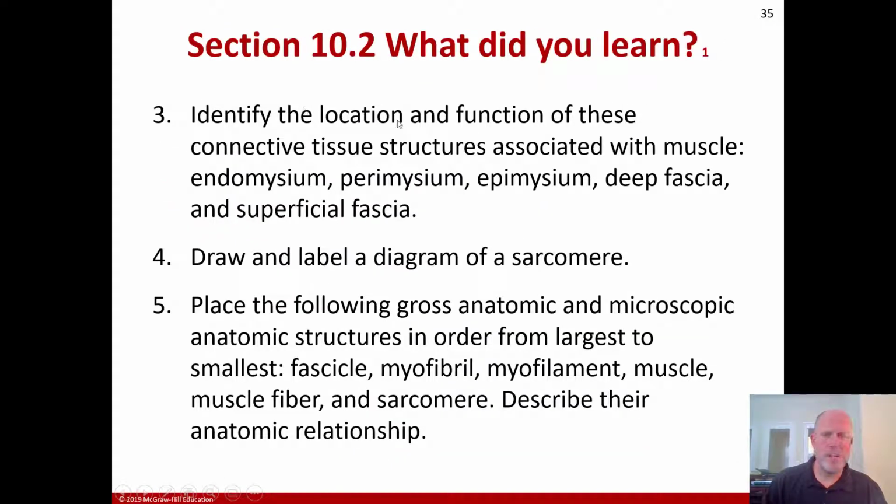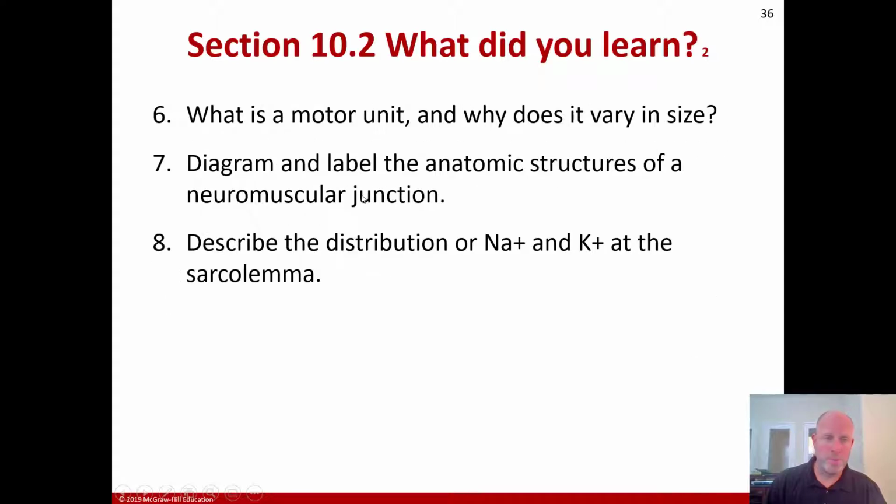So what did you learn? You should be able to identify the location and function of these connective tissue structures associated with muscle: the endomysium, the perimysium, the epimysium, the deep fascia, and superficial fascia. Draw and label a diagram of a sarcomere, and place the following gross anatomic and microscopic anatomic structures in order from largest to smallest: the fascicle, the myofibril, the myofilament, the muscle fiber, and sarcomere, and describe their anatomic relationship.